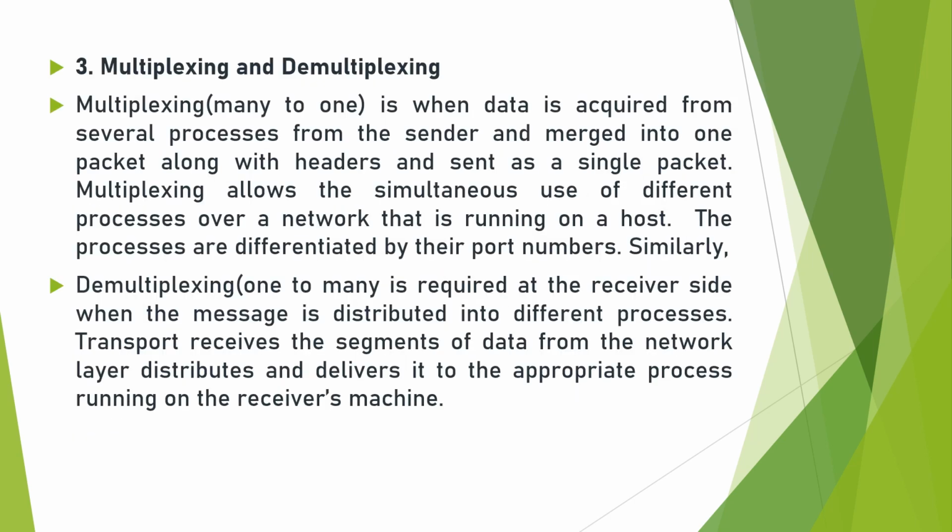Multiplexing and demultiplexing. Multiplexing, many-to-one, is when data is acquired from several processes from the sender and merged into one packet along with headers and sent as a single packet. Multiplexing allows the simultaneous use of different processes over a network that are running on a host. The processes are differentiated by their port numbers. Similarly, demultiplexing, one-to-many, is required at the receiver side when the message is distributed into different processes. The transport layer receives the segments of data from the network layer, distributes and delivers them to the appropriate process running on the receiver's machine.